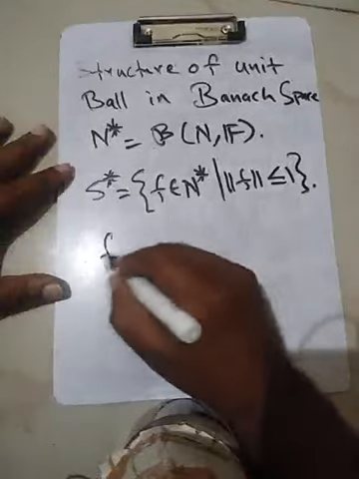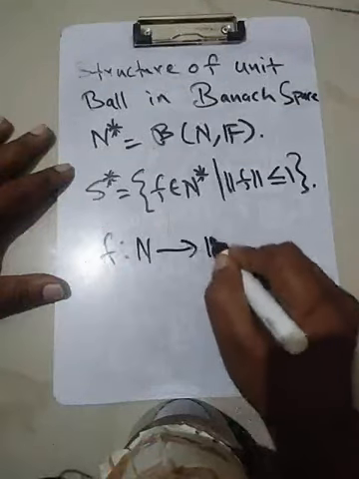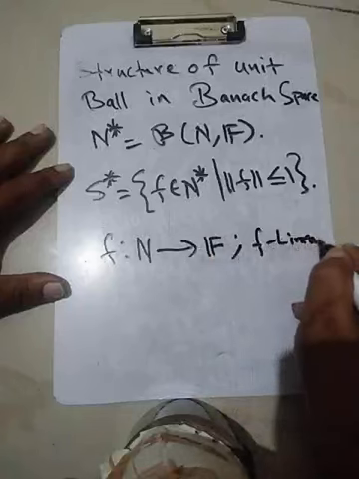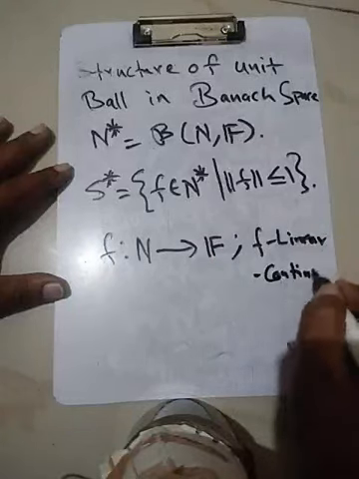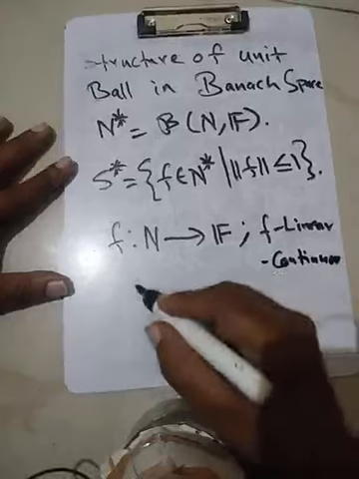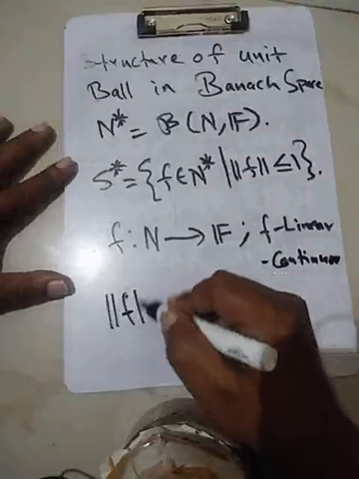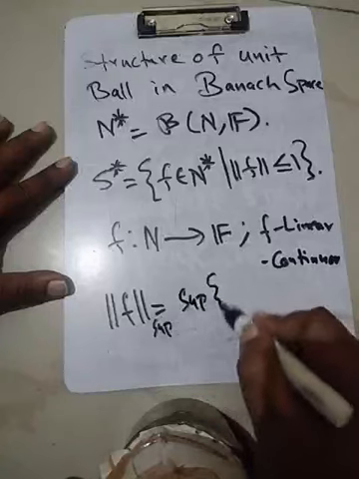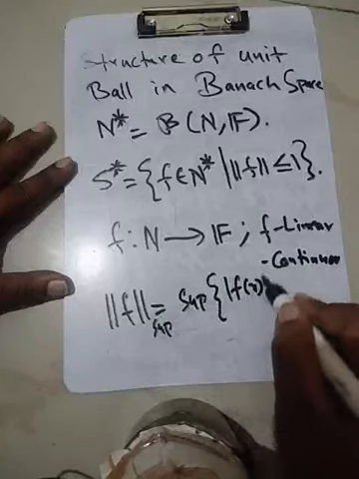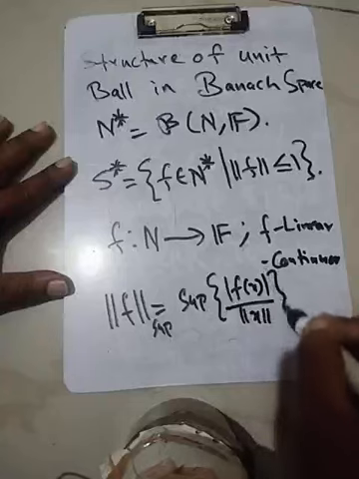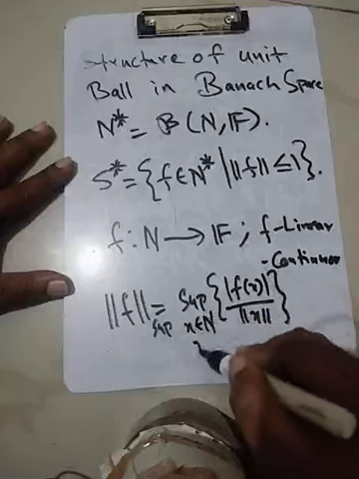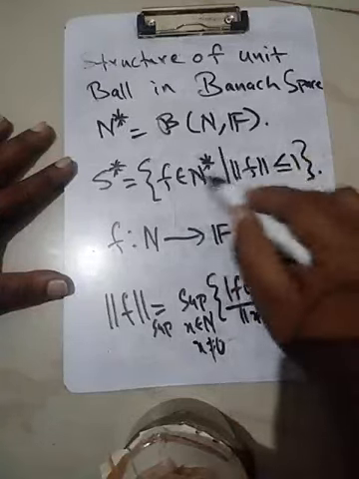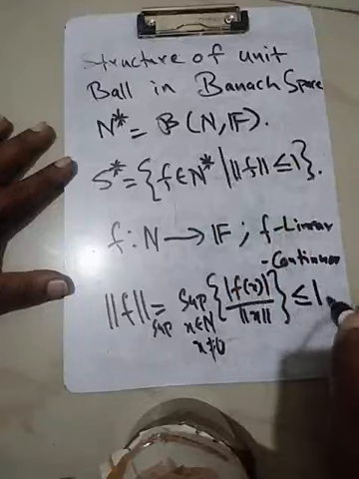So f is a map from N to F, linear and continuous, and the norm of f is the supremum of mod of f(x) upon norm of x, with x belonging to N, x not equal to 0. Here we are looking at all those f in N star whose norm is less than or equal to 1.